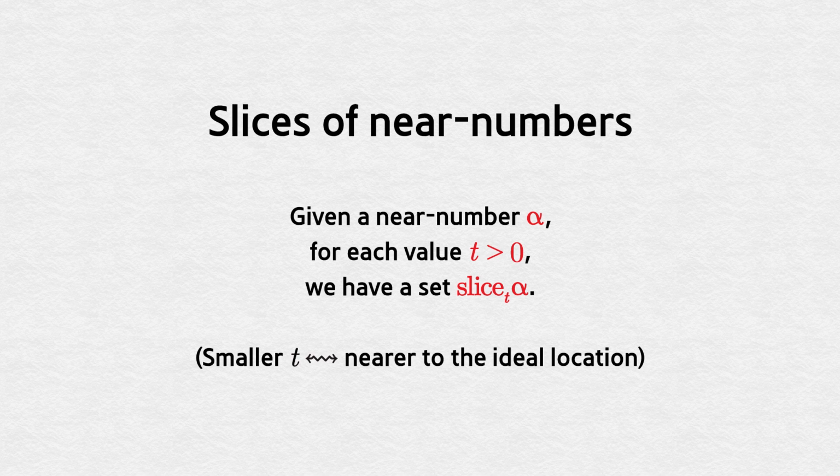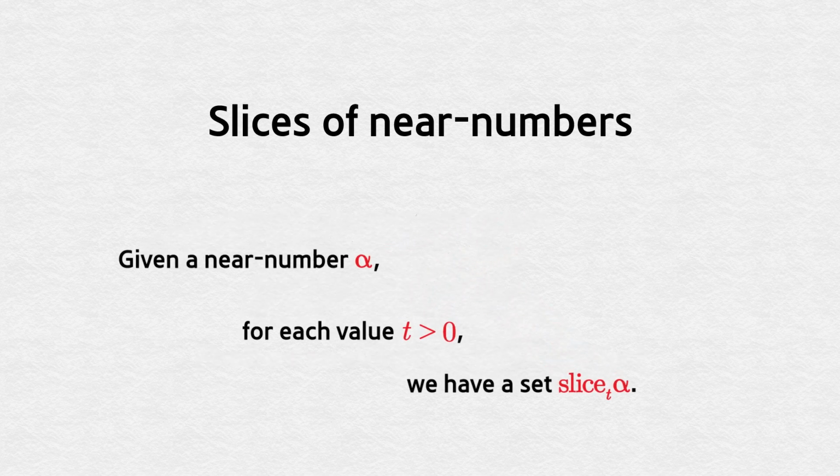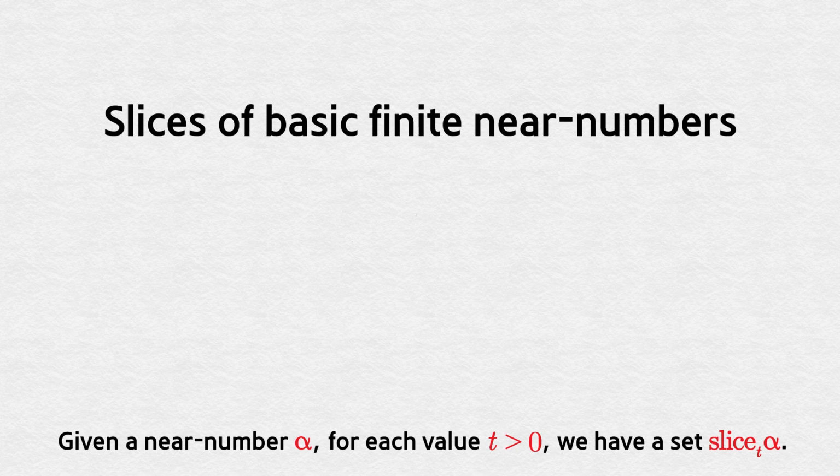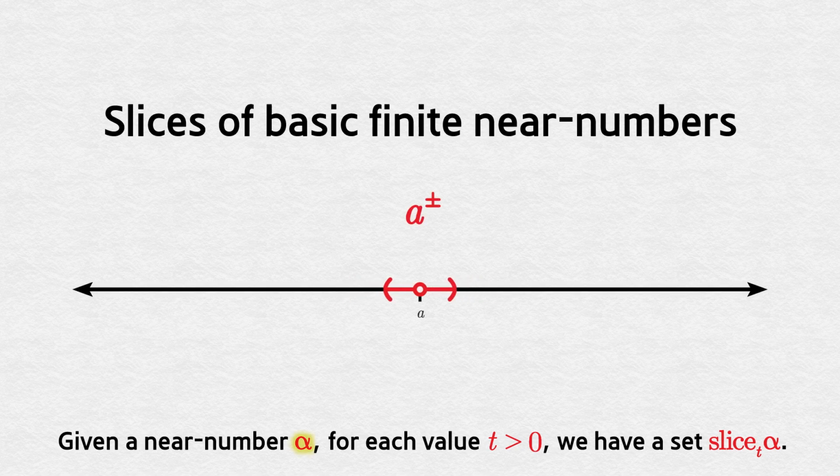Now let's make sure we understand that statement by looking at some slices of our basic near numbers. We'll illustrate slices of basic finite near numbers with the example of a plus minus, which looks like this. For any positive t, this is what slice t of a plus minus looks like as a set. Note what t indicates. For basic finite near numbers, t measures the distance to the farthest edge of the slice from the number we're squeezing towards. The smaller t gets, the closer we squeeze.